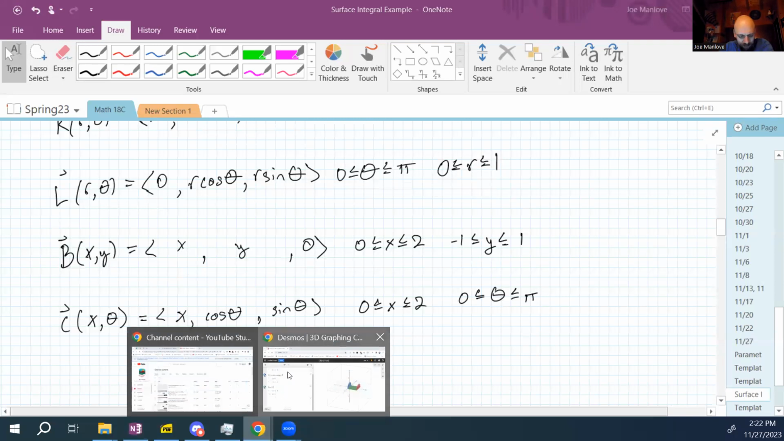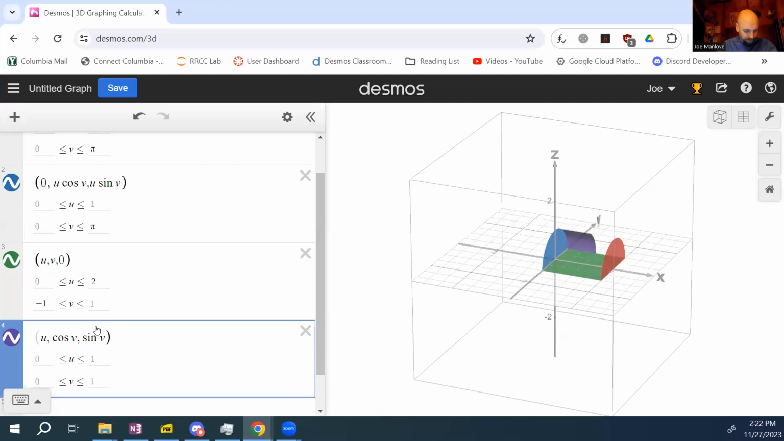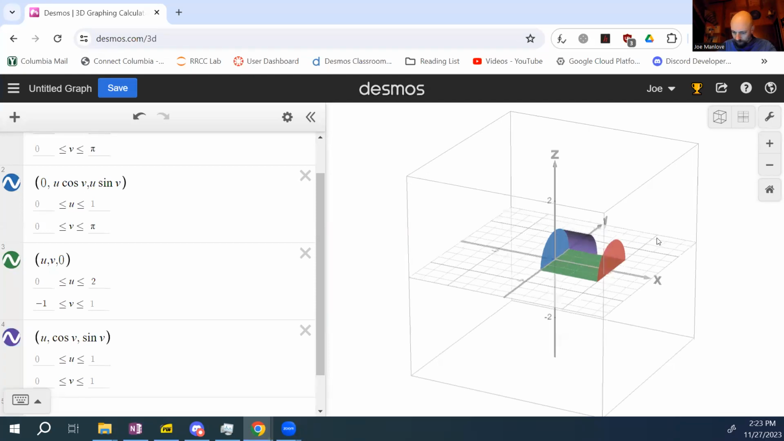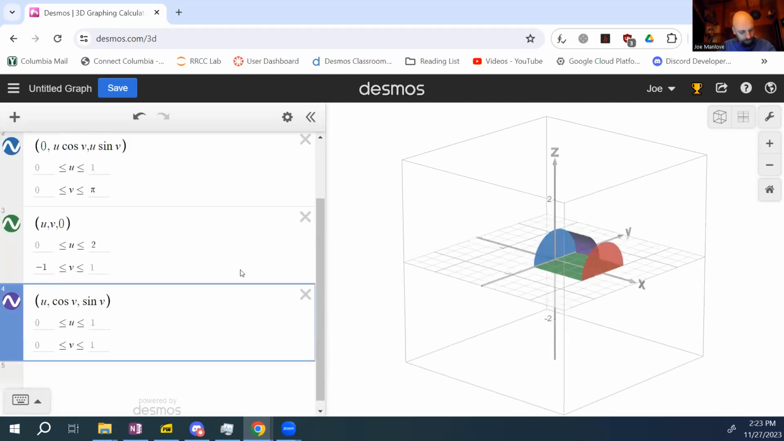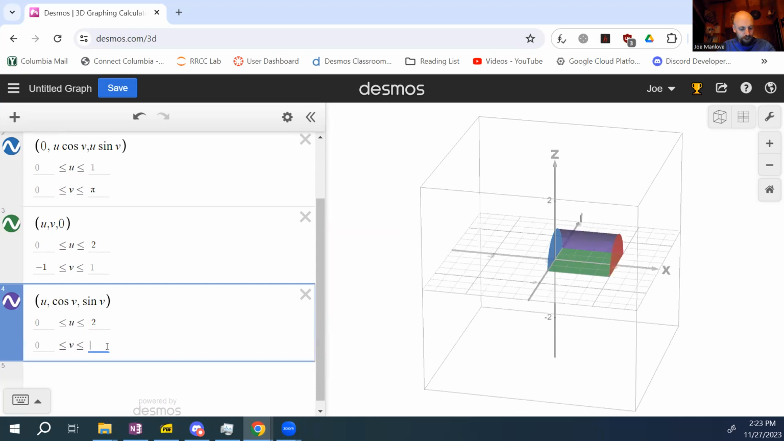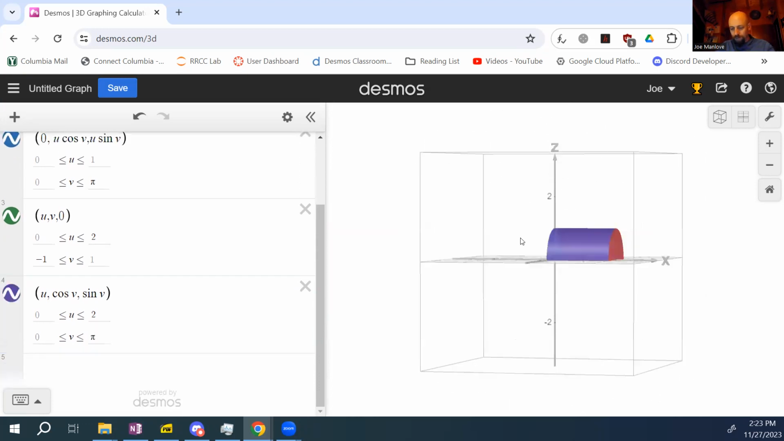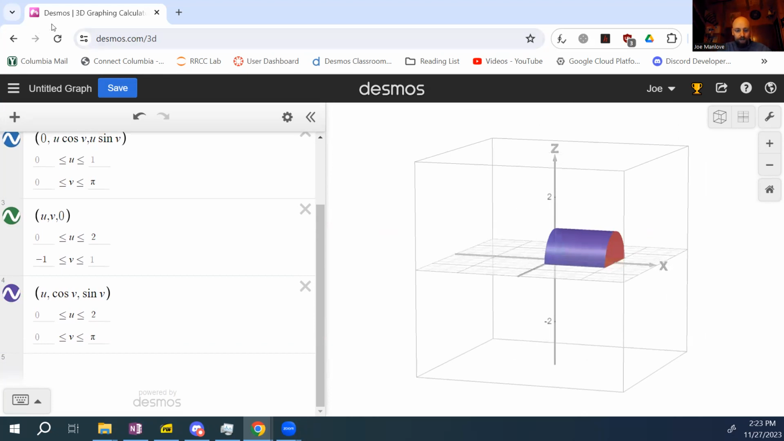Let's go grab Desmos and see if that works. Let's see, so it should be U, cosine V, sine V. Oops, all in parentheses. Oh, thanks, Desmos. That's nice. It kind of fills that in. Okay. Hey, that purple thing's looking like it's in the right spot. Let's see. U's need to go from 0 to 2. Right? Got to cover the whole distance. And V's need to go from 0 to pi. Okay, cool. So I got my 4 pieces now.